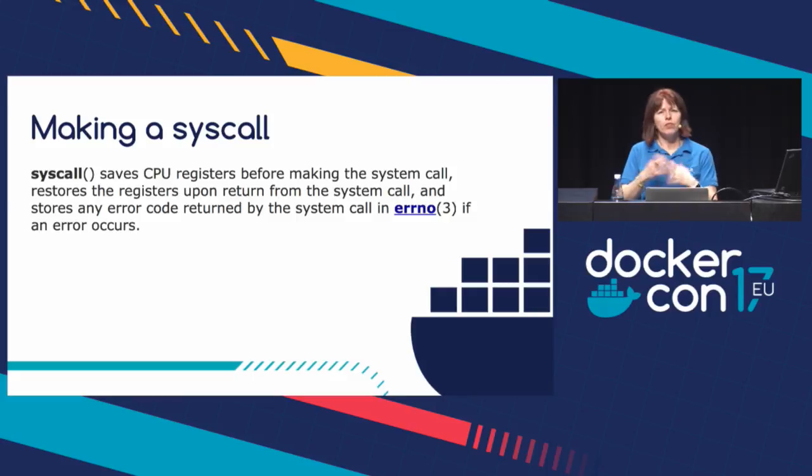So we've got this function called syscall, and it's passing in this identifier. But then what happens? The man page tells us that syscall saves some CPU registers before it makes the system call and restores them when it comes back from the system call, but it doesn't really tell us very much about what's actually going on.